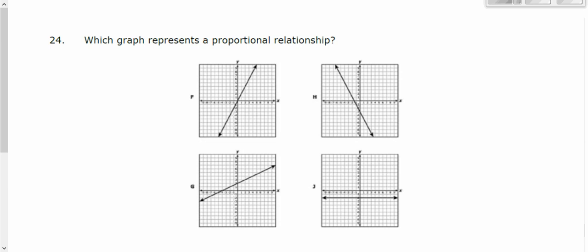Number 24, which graph represents a proportional relationship? Well, we have learned that if it passes through the origin and is a straight line, it's a proportional relationship. So F, H can't be it. It's not passing through the origin. G can't be it. It's not passing through the origin. And J can't be it. It's not passing through the origin.